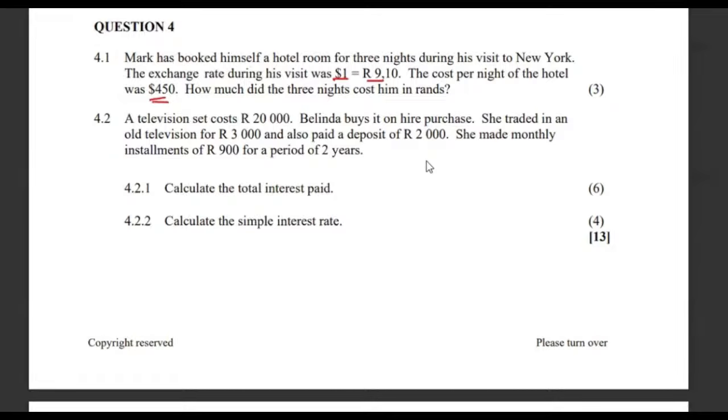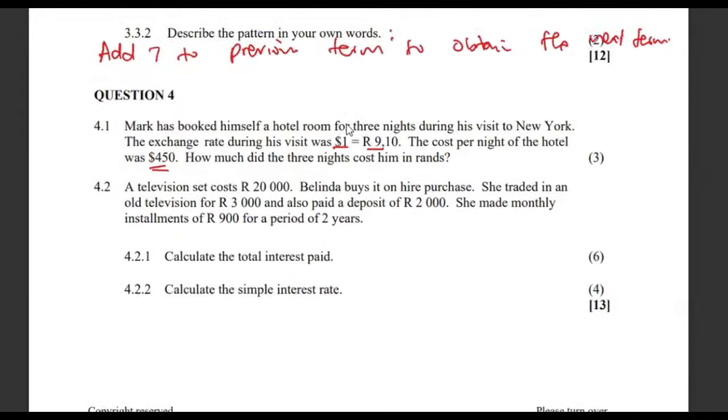So it's up to you how you want to do this. We can start by converting the 450 to rands and then multiply by 3. Or if not, start by multiplying the 450 by 3 and then we do the conversion. So if I say 450 times 3, because that's the cost per night, that is $1,350. That's how much he's going to spend for 3 nights.